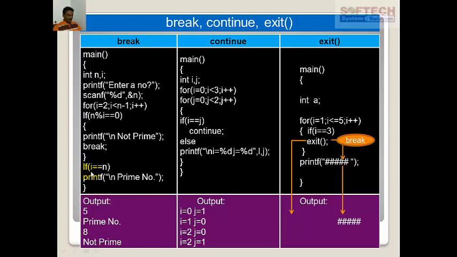So it has already displayed not prime. The I value is only 2. 2 equal to 8, false. So it does not display prime number. It displays not prime only.